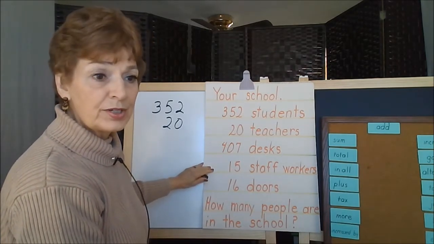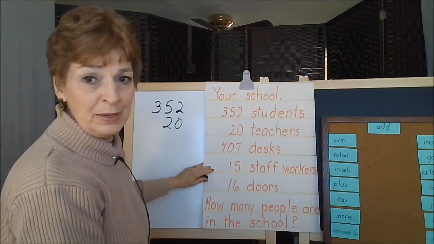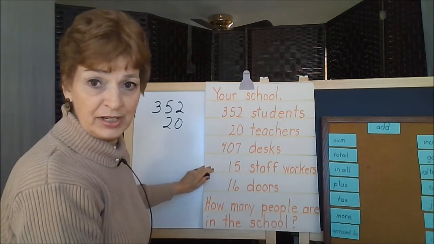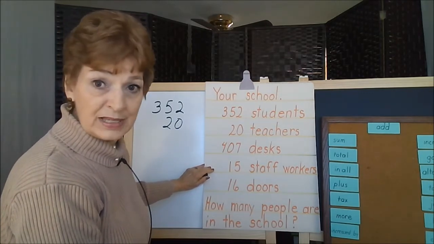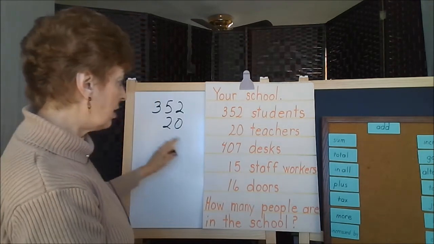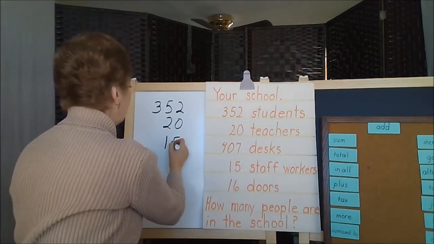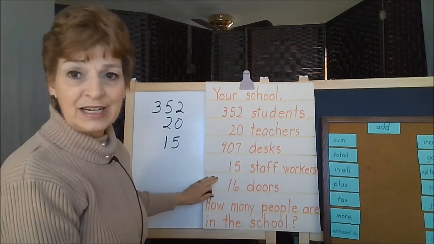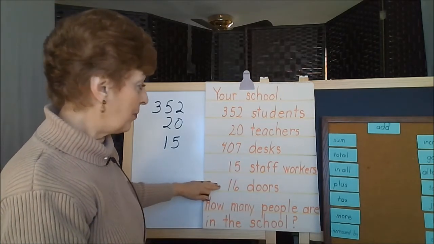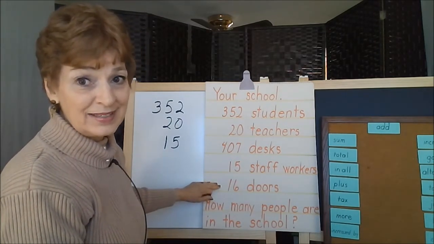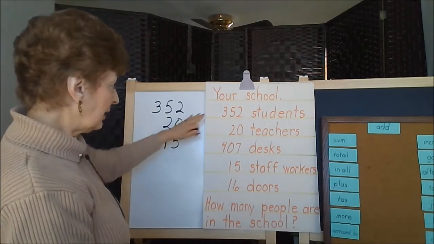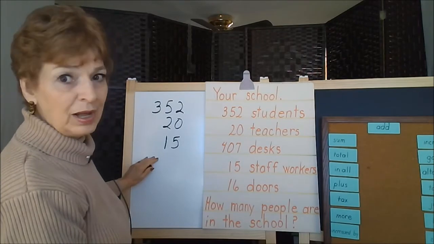15 staff workers. Well, that would be maybe the people that serve the lunch in the cafeteria, maybe the janitorial people, the principal, the secretaries. Are those people? Yes, they are. We'll count them. We're going to use the 15. And how about 16 doors? Doors are not people. Duh. So we're going to skip that. Your child might say, duh. Doors are not people. So what looked very intimidating is now a little bit easier to take.